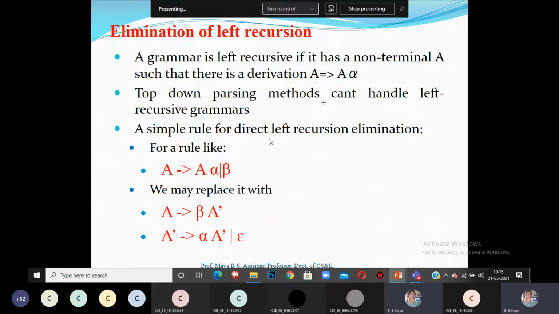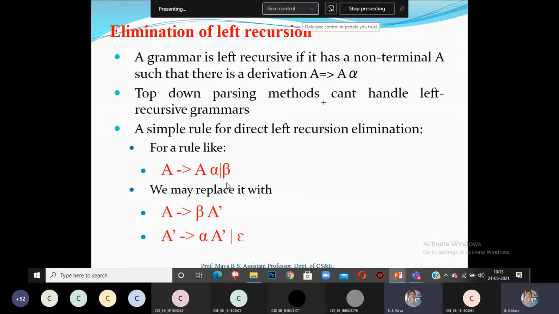A simple rule for direct left recursion elimination is, and this carries 2 marks, define left recursion. The grammar has a left recursion if there is a non-terminal A such that there is a derivation A derives A alpha. Then it can be replaced by A derives A alpha or beta. This is my production: A derives A alpha or beta.